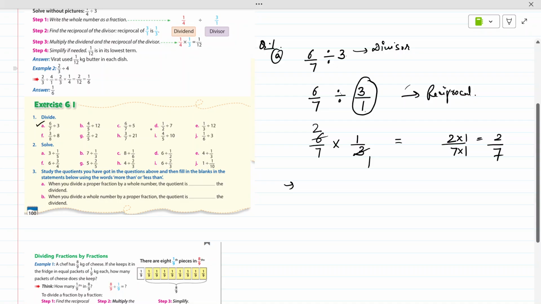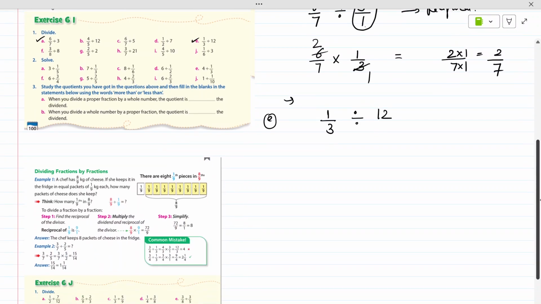Now, kids, let us pick another question. E part I am picking here. We have 1 by 3 divided by 12. So first part, what we are going to do, let us change the whole number to fraction first. So this will become 12 by 1. And then 1 by 3 as is, change this division into multiplication. While doing this, we have to take the reciprocal of the divisor. 12 by 1 will be 1 by 12 now.